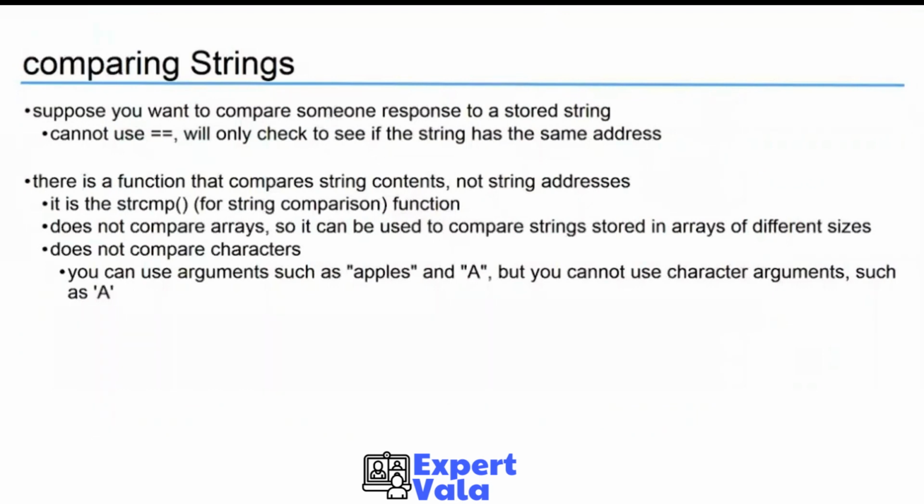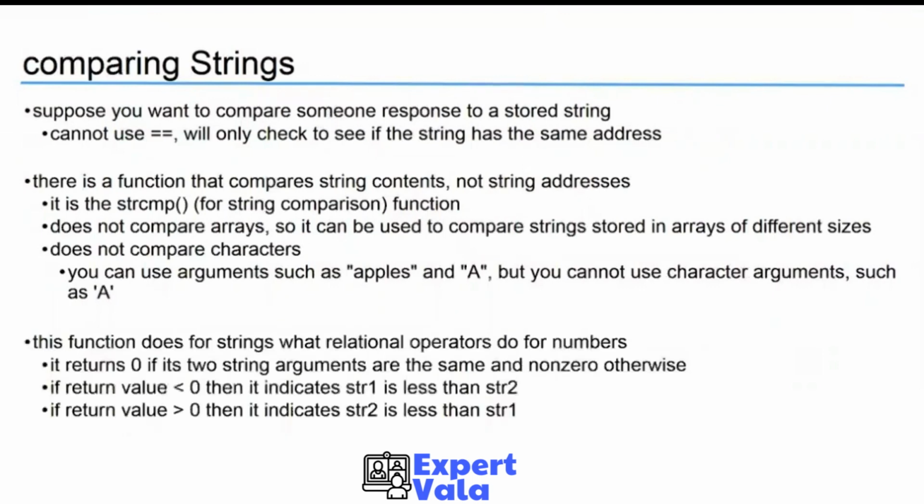This function does for strings what relational operators do for numbers. So the compare function is going to return a value that tells you whether the strings are equal, whether one is larger, or whether it's less than. If it's equal, it's going to return 0. If str1 is less than str2, it's going to return less than 0, and if str2 is less than str1, it's going to return greater than 0.